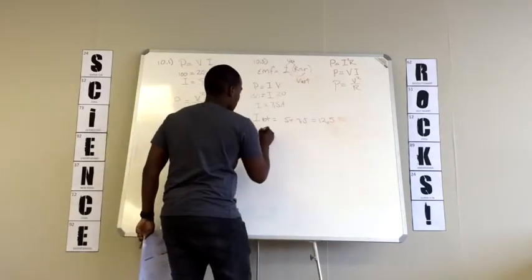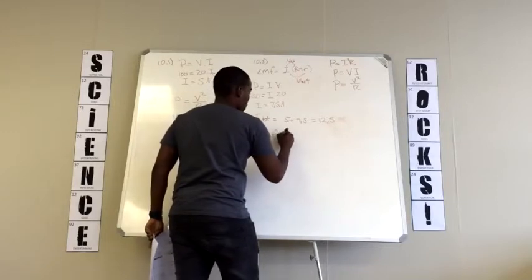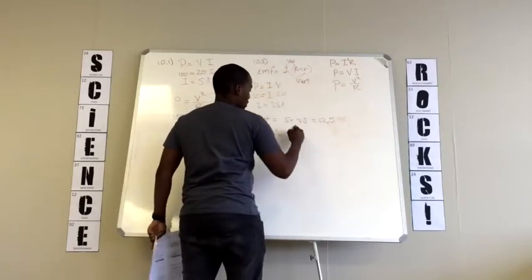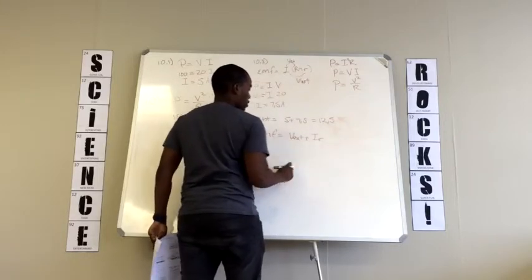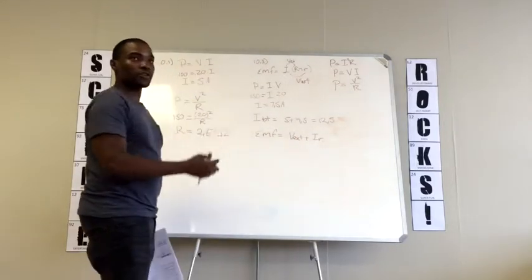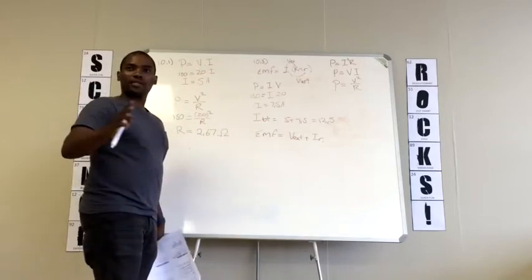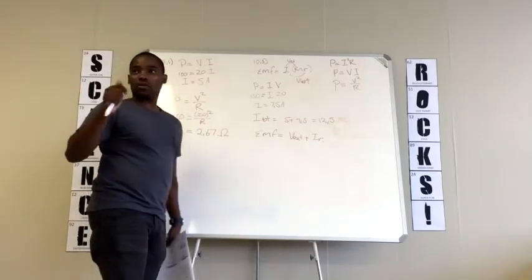So what I need to do here is to say, okay, EMF is equal to V external plus my I times small letter r. This V external is my 20 volts because it's going through the parallel circuit. Does that make sense? You guys sure? Okay.